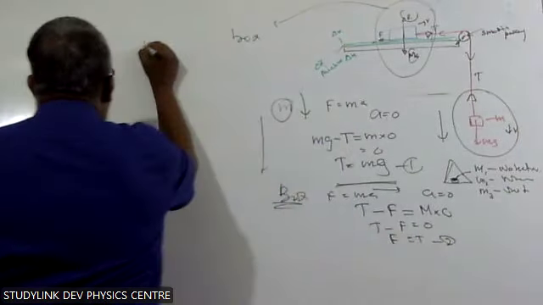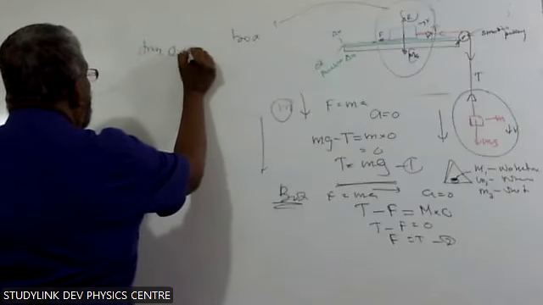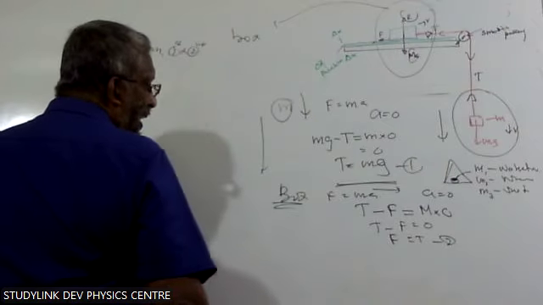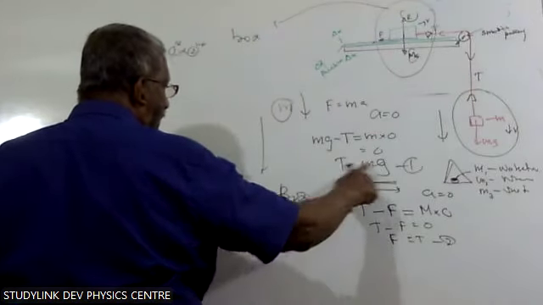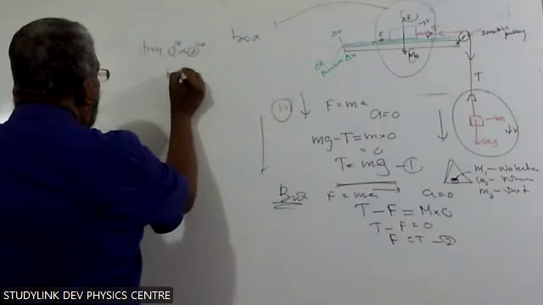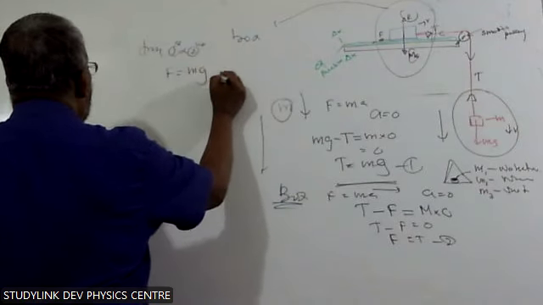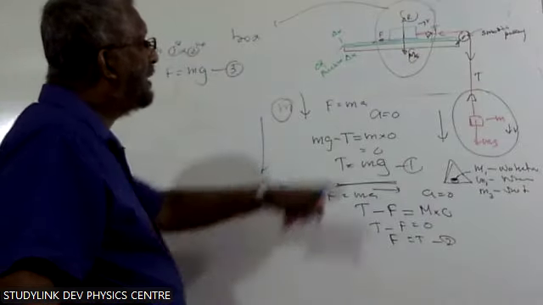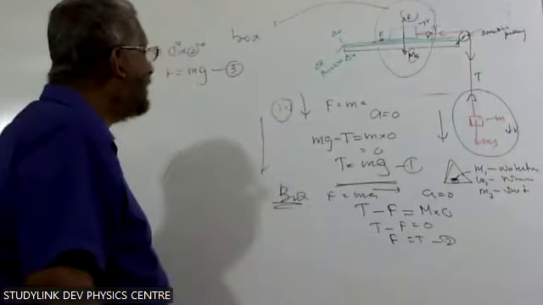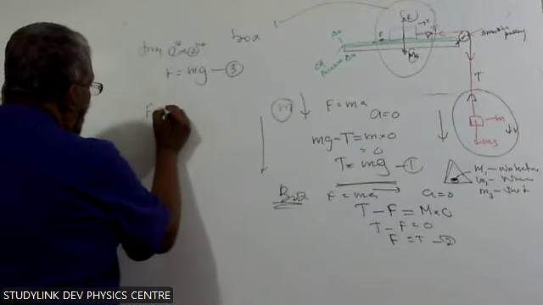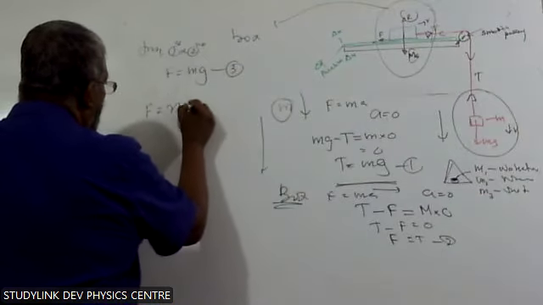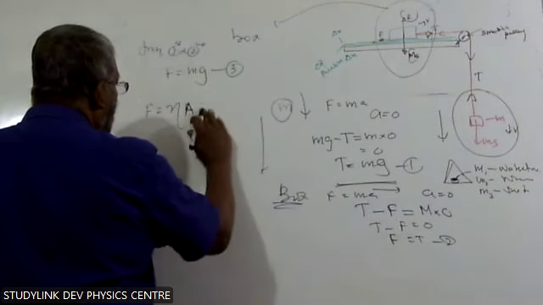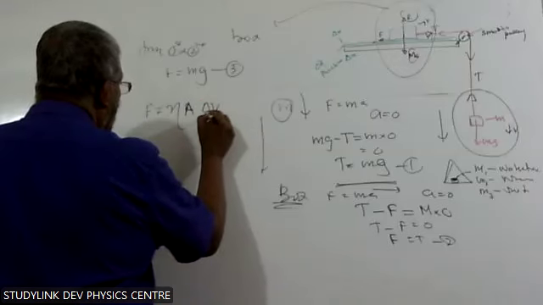Then from first and second, what happened? F is equal to T is equal to mg. F is equal to mg. That is the third equation we obtain. Now this is the viscous force. So viscous force F is equal to eta A delta V over delta X.